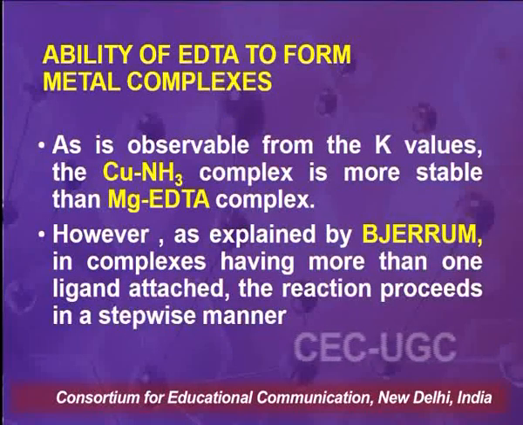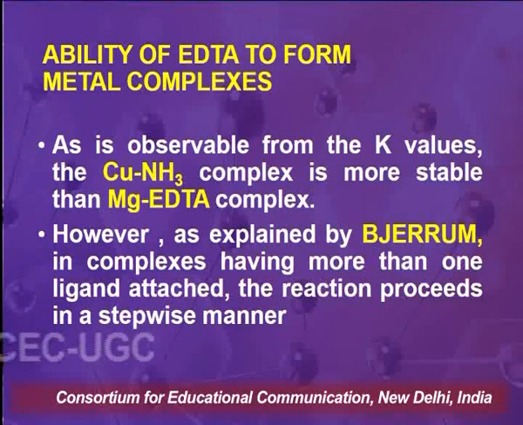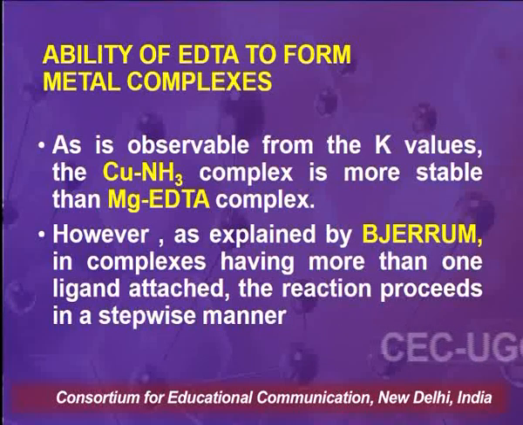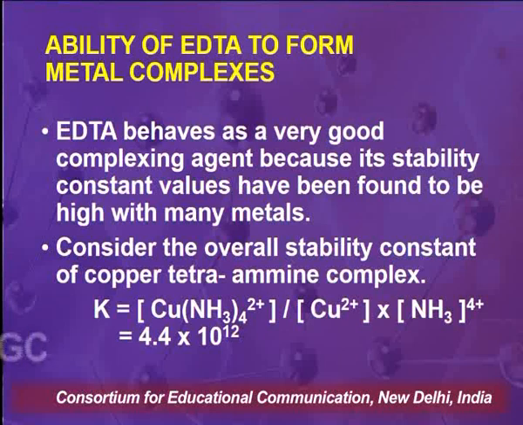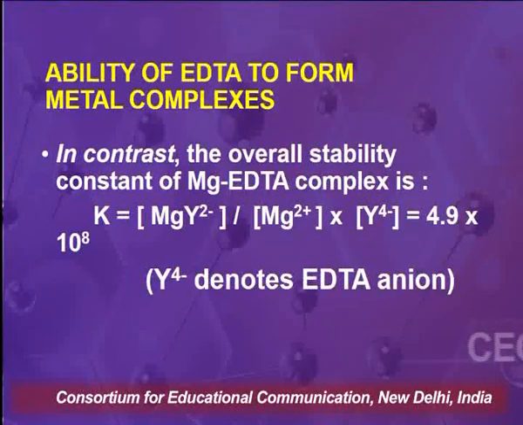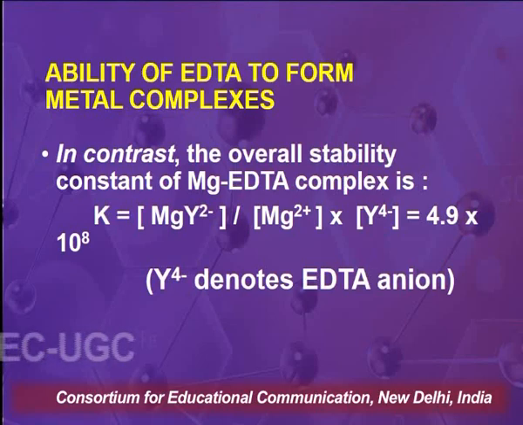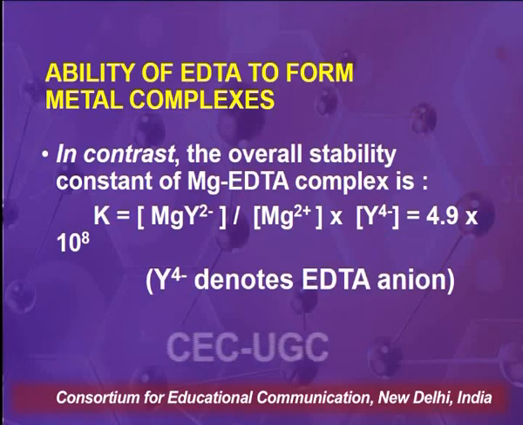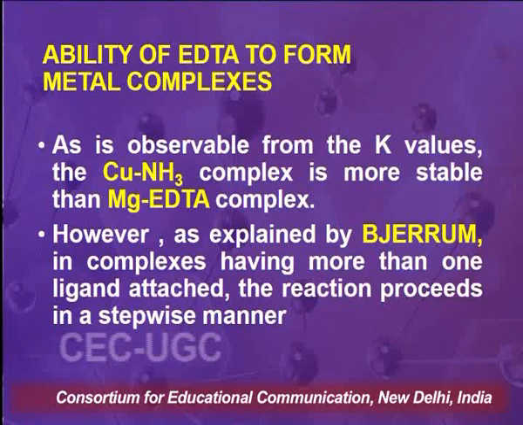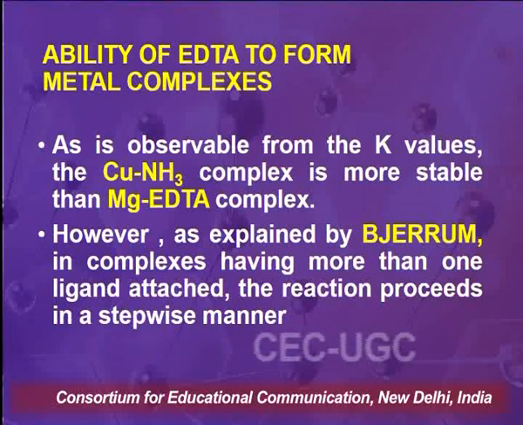As is observable from the K values, or the stability constant values, the copper ammonia complex is more stable than the magnesium EDTA complex. As we can see, the value for the copper ammonia complex is 4.4 into 10 raised to power 12, whereas for the magnesium EDTA complex it is 4.9 into 10 raised to power 8. So it can be easily observed that the copper ammonia complex is more stable since its stability constant value is higher than that of the magnesium EDTA complex.